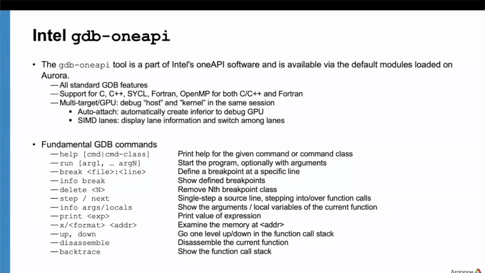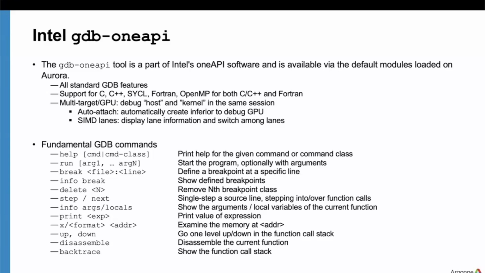This GDB OneAPI provides all the standard GDB features and it supports C, C++, SYCL, Fortran code, and OpenMP code for C, C++, Fortran. And you can debug host side and kernel side together in the same session. It will automatically create an inferior to debug GPUs. And it also displays lane information and switches among the lanes.